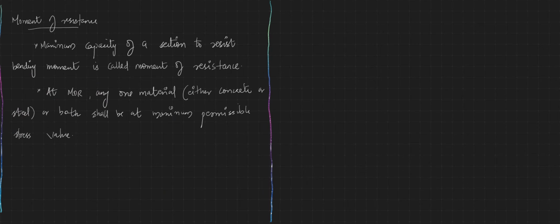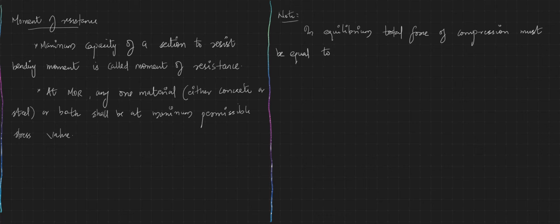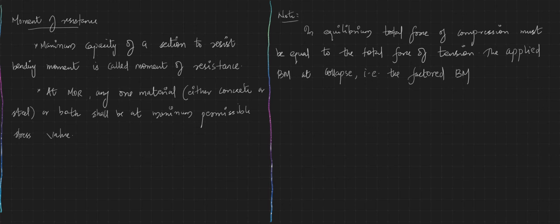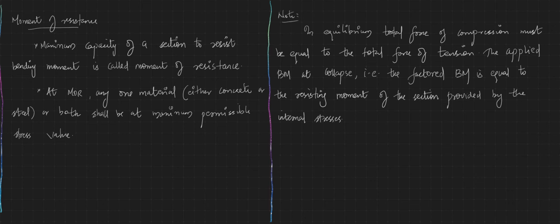I could summarize the moment of resistance of a section as follows. In equilibrium, the total force of compression must be equal to the total force of tension. The applied bending moment at collapse, that is the factored bending moment, is equal to the resisting moment of the section provided by internal stresses. This resisting moment is called the ultimate moment of resistance, or simply moment of resistance.